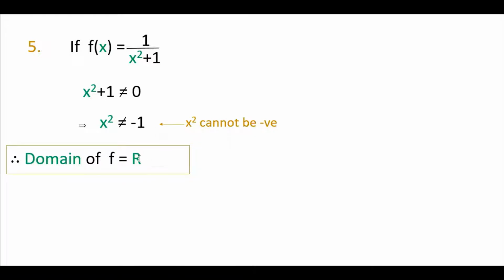So here the domain of this function is capital R, because you can apply any value here. Because it is a square number, it will never be a negative number. So you can write all the real numbers. This is the domain of this function.